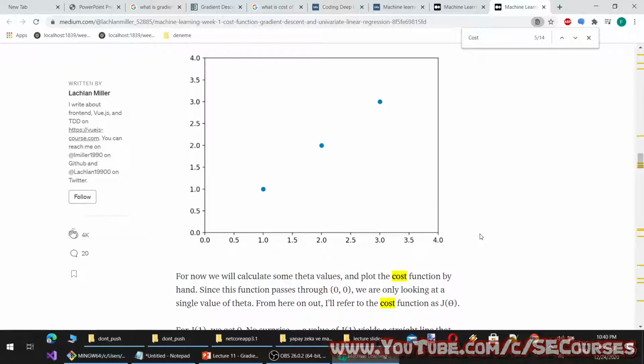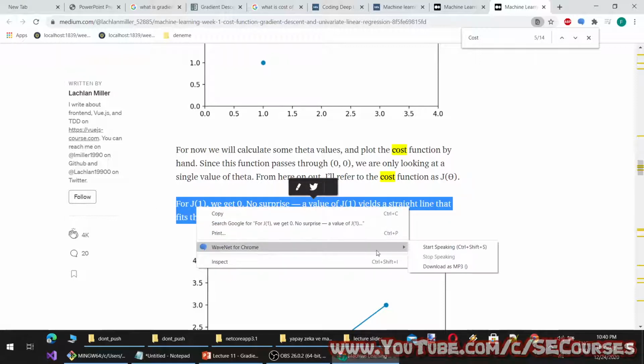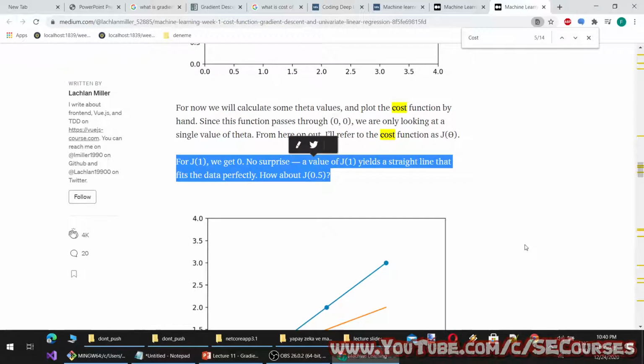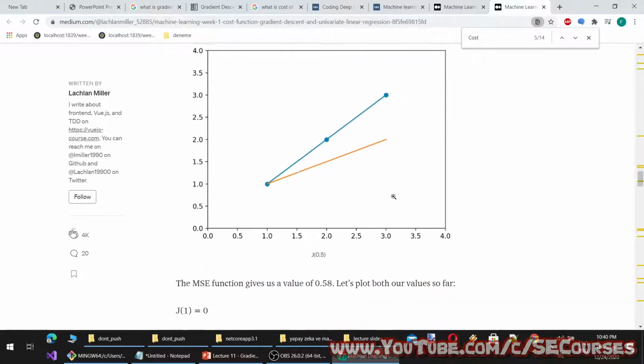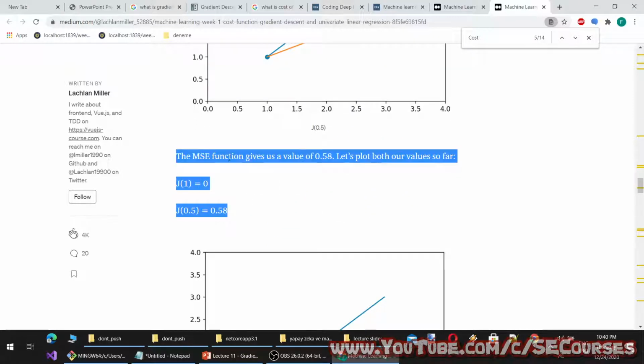Since this function passes through 0, 0, we are only looking at a single value of theta. From here on out, I'll refer to the cost function as J(theta). For J(1), we get 0. No surprise, a value of 1 yields a straight line that fits the data perfectly. How about J(0.5)? So this is J(1) and this is J(0.5). The MSE function gives us a value of 0.58.